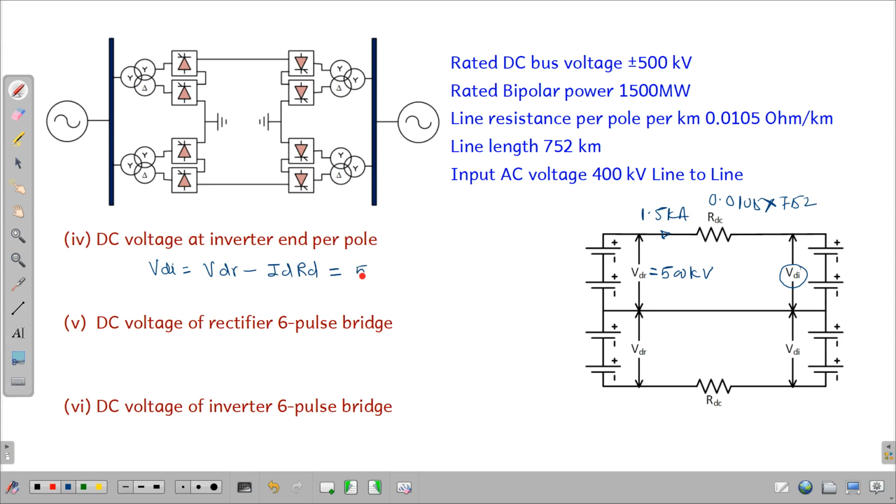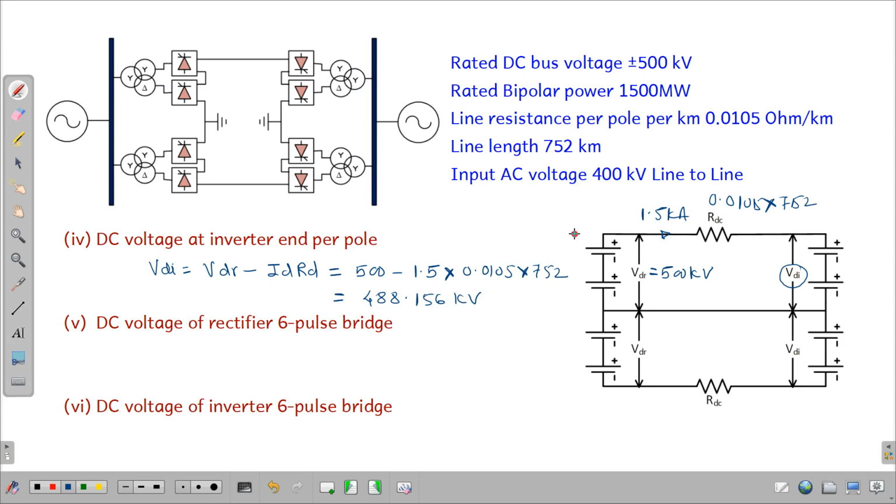So it is 500 minus, what is the value of ID? ID is 1.5 multiplied with 0.0105 into 752. If we calculate this, you will get the voltage as 488.156 kV.